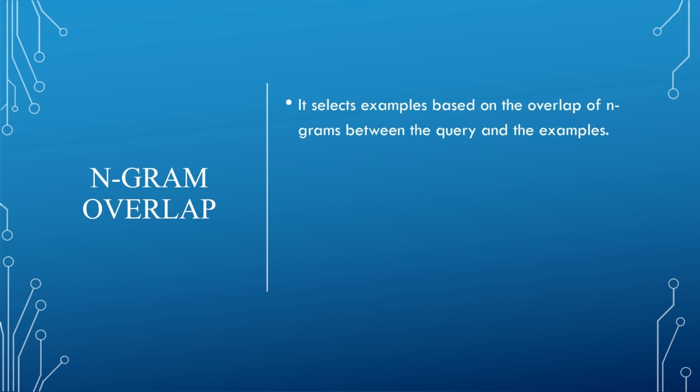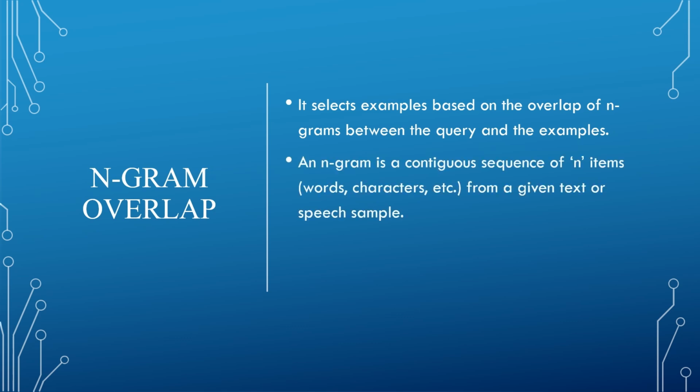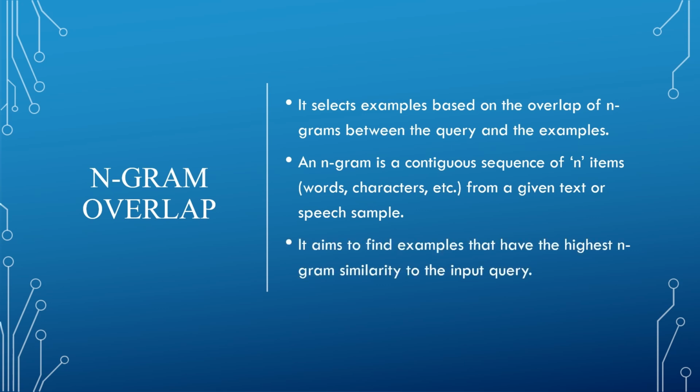Now let's explore the NGramOverlap example selector. This selector chooses examples based on the overlap of n-grams between the query and the examples. An n-gram is a contiguous sequence of n items, which can be words, characters, or other units from a given text or speech sample. The goal of the n-gram overlap example selector is to find examples with the highest n-gram similarity to the input query. This means selecting examples that share the most sequences of words or characters with the query. Doing so ensures that the examples chosen are highly relevant to the query as they contain similar phrases or terms.